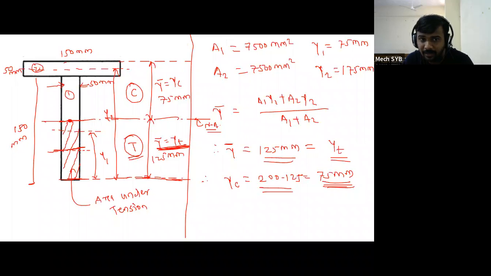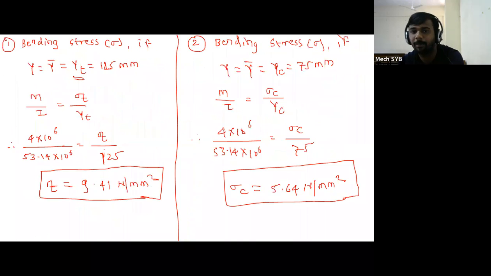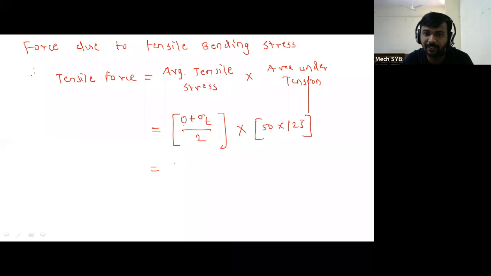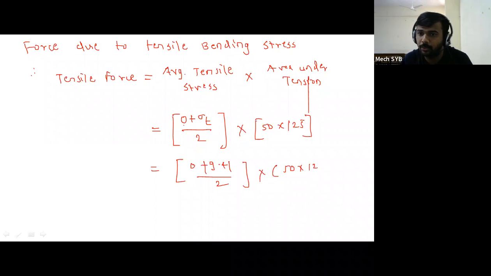बरोबर, टेन्साईलच्या सेंटरला. मग ह्या टोटल टेन्साईल एरिया अंडर द टेन्साईल म्हणजे काय? तुमचा न्यूट्रल ऍक्सिस पासून खालीपर्यंत डिस्टन्स आहे 125 आणि त्याचा हॉरिझॉन्टल डिस्टन्स आहे 50. सो यू हॅव टू डू द कॅल्क्युलेशन. दॅट इज 0 प्लस 9.41 divided by 2 into 50 into 125. Therefore, tensile force is equal to, what is the tensile force?